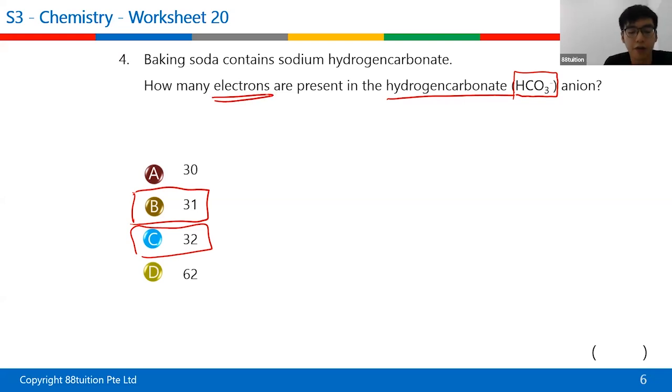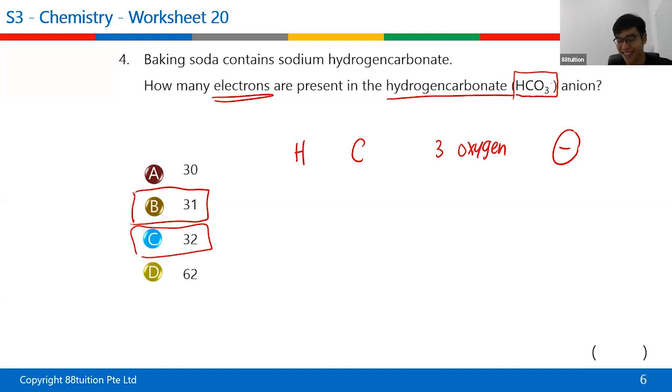So they want to find out about electrons. Let's look at the hydrogen carbonate ion. It's made up of hydrogen, a carbon, and three oxygens. Then after that, there is a negative charge also, so don't forget the negative charge. So we want to look at the number of electrons.